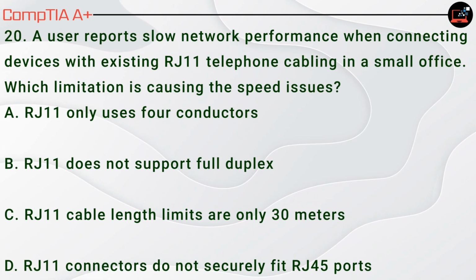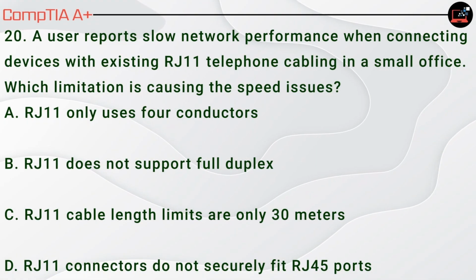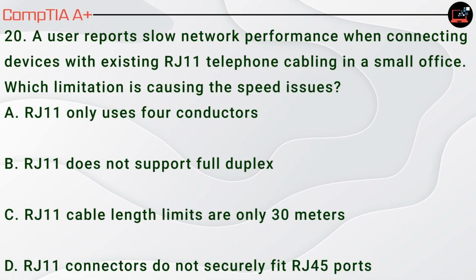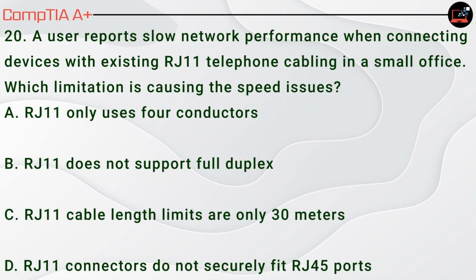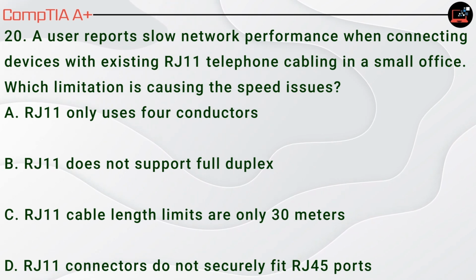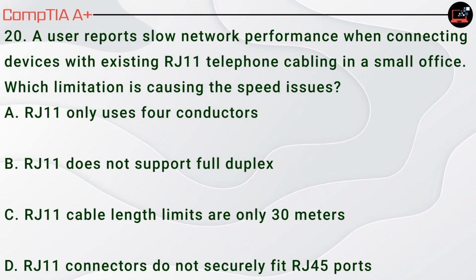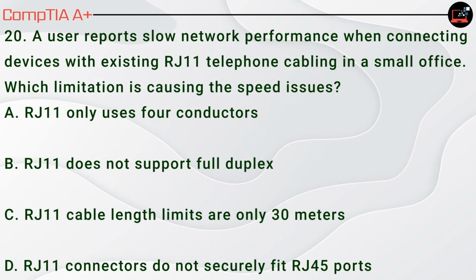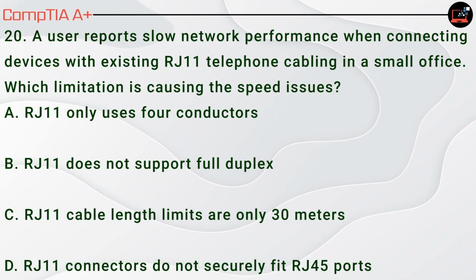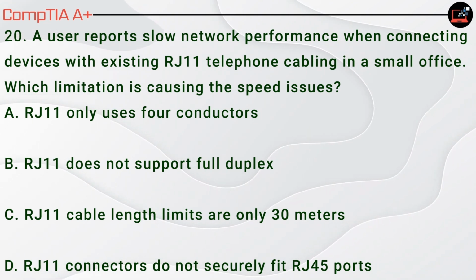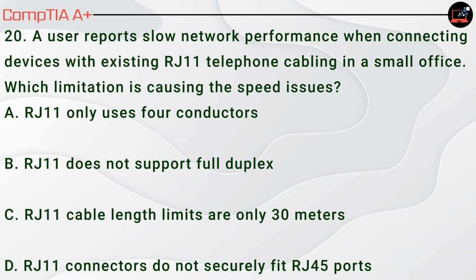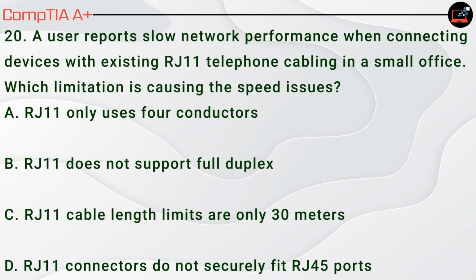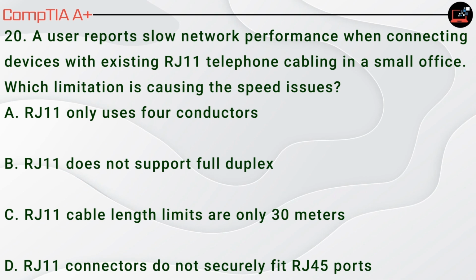20. A user reports slow network performance when connecting devices with existing RJ11 telephone cabling in a small office. Which limitation is causing the speed issues? A. RJ11 only uses 4 conductors. B. RJ11 does not support full duplex. C. RJ11 cable length limits are only 30 meters. D. RJ11 connectors do not securely fit RJ45 ports.